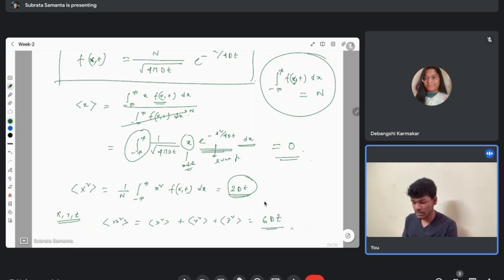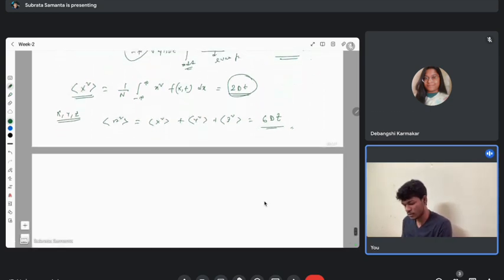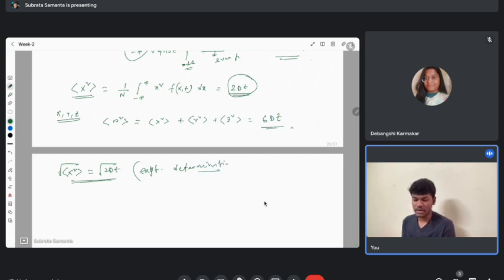But experimentally, the determination of this quantity, the root of the x square average, that means root 2 D t, is what is observed experimentally for a Brownian particle. So we will derive it in a different way.